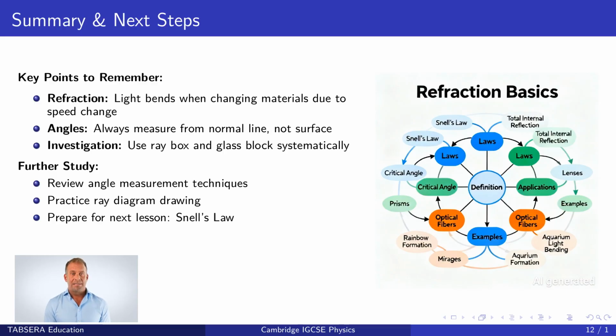Let's summarize today's essential learning points. First, refraction occurs when light bends while changing materials because light travels at different speeds in different substances. This speed change causes the direction change we observe. Second, angles in refraction are always measured from the normal line, the imaginary line perpendicular to the surface, never from the surface itself. Third, systematic investigation uses a ray box and glass block following proper experimental procedures.